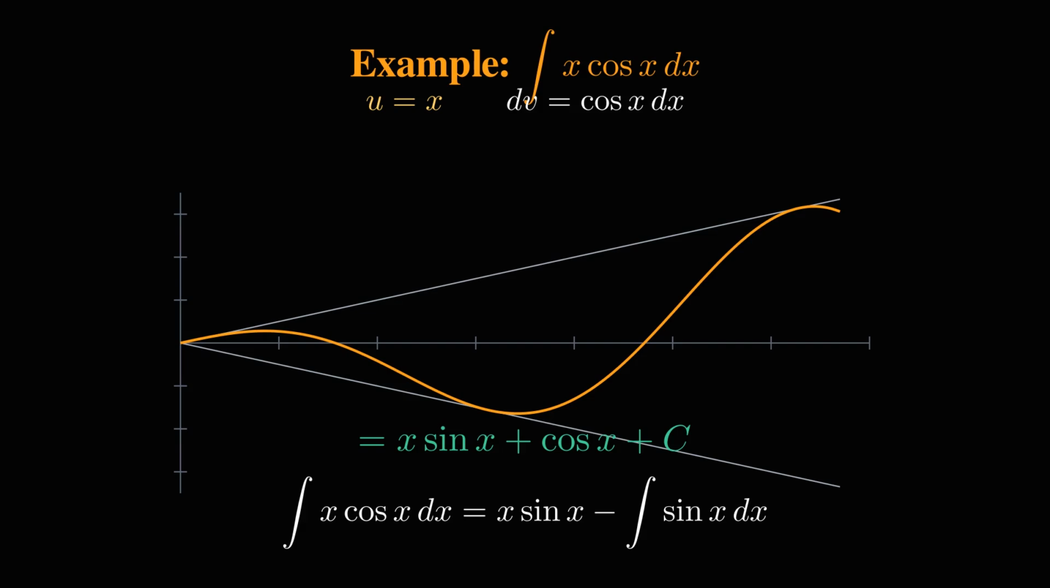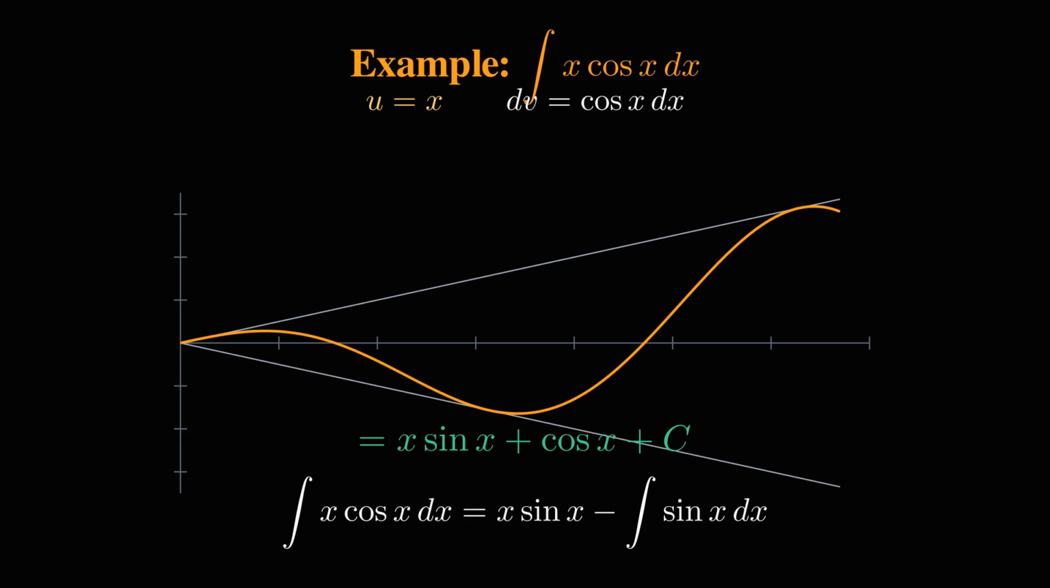Now watch the visual meaning. The original area asks for cosine waves, whose contribution is scaled by x. Farther to the right, the waves matter more. Integration by parts trades that weighted cosine area for a boundary term and a simpler sine area. The difficult part gets transferred from the oscillation onto the simpler changing factor.